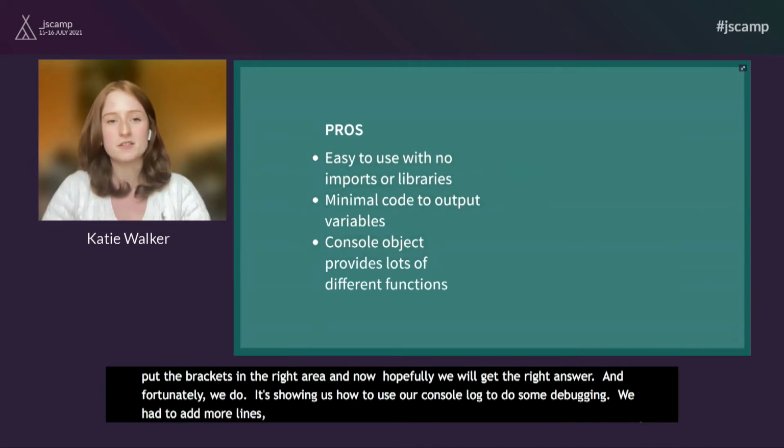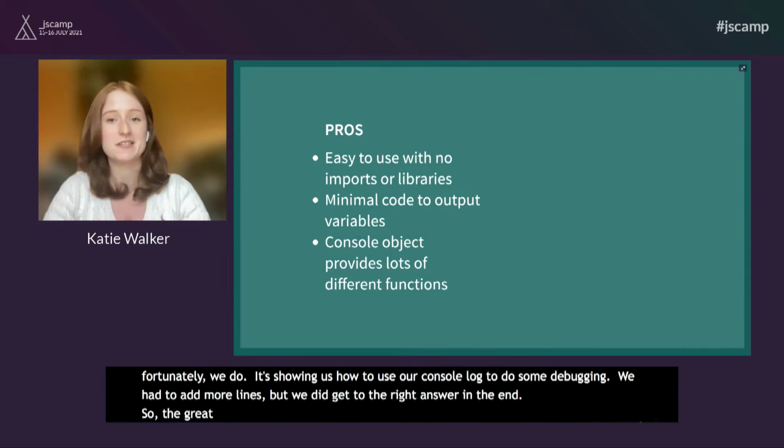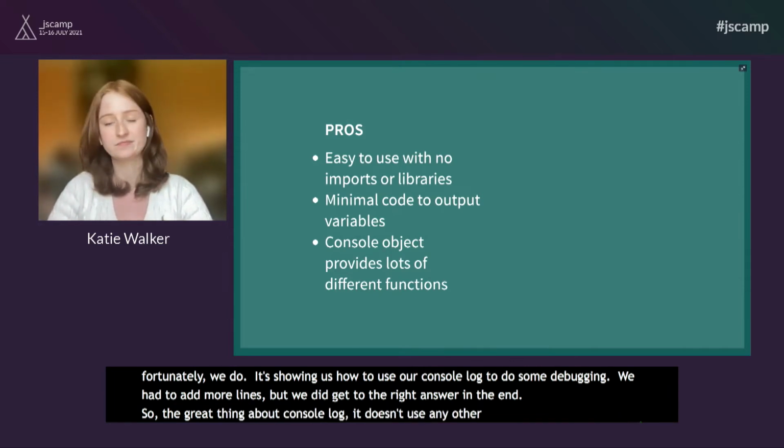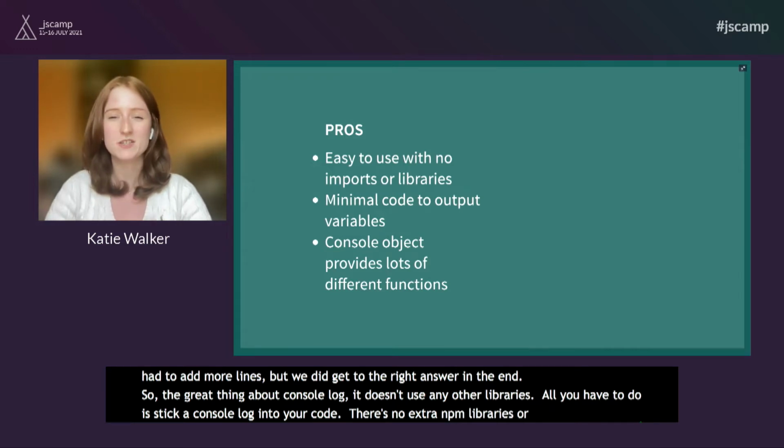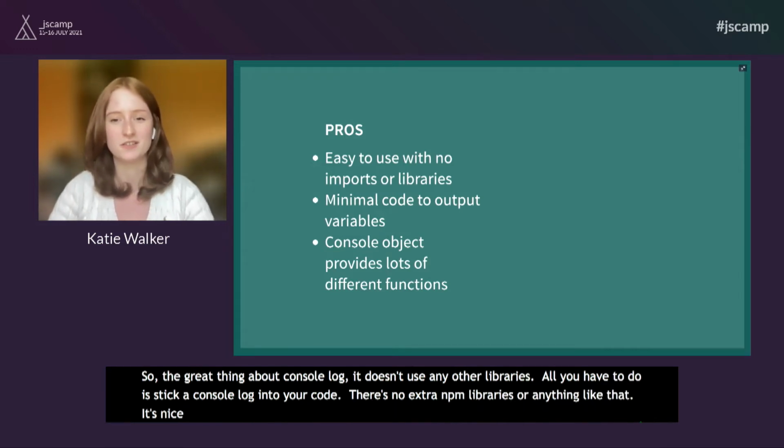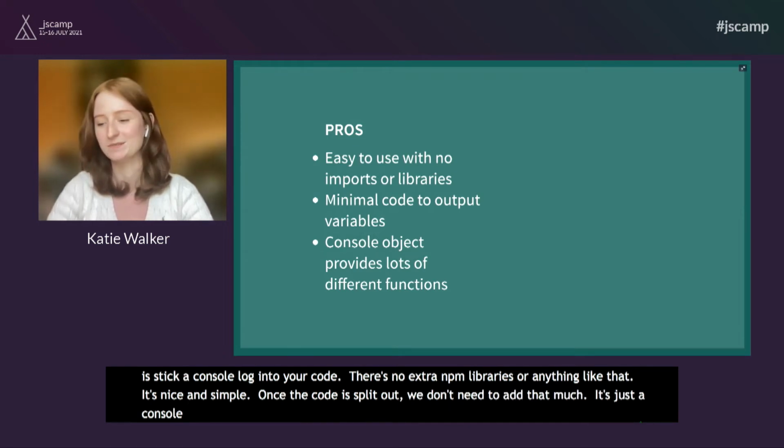So the great thing about console log is it doesn't use any extra imports or libraries. All you have to do is stick a console log into your code. There's no extra npm libraries or any of that kind of faff. It's nice and simple. Once our code was split out, we didn't actually need to add that much. As I said, it's just a console log. It's nice and quick. You quite easily remember it. You don't need to get Google to remind you of some funky syntax or anything.